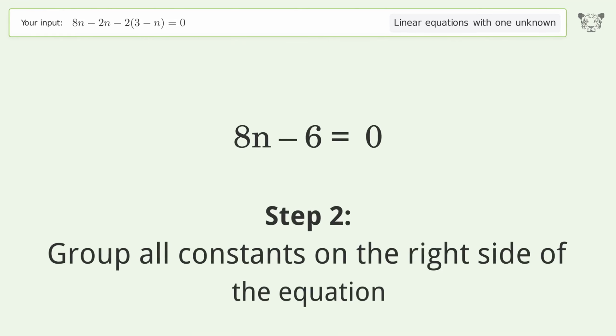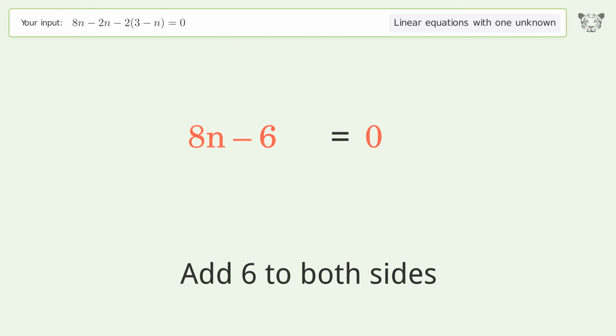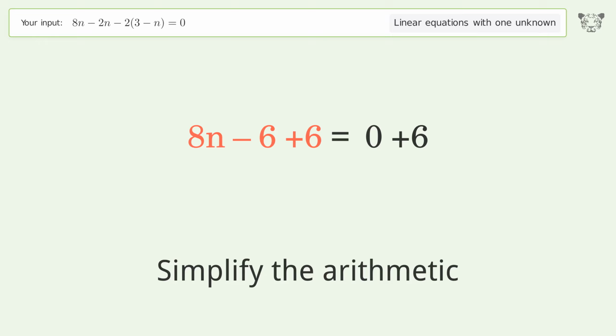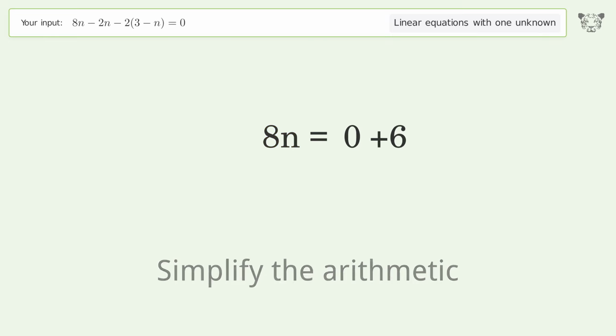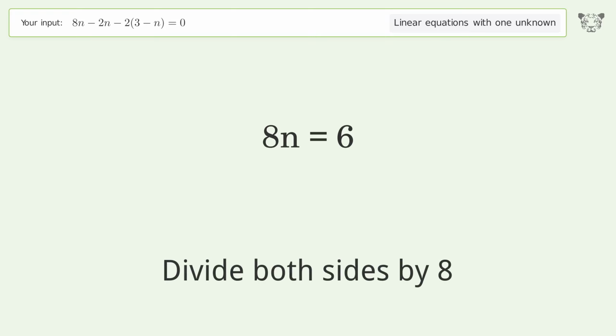Group all constants on the right side of the equation. Add 6 to both sides. Simplify the arithmetic. Isolate the n. Divide both sides by 8.